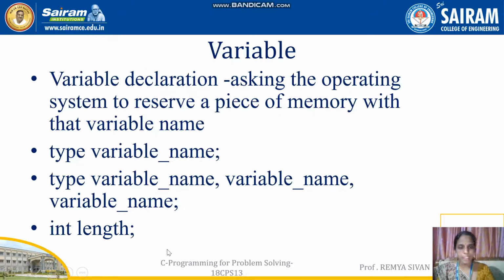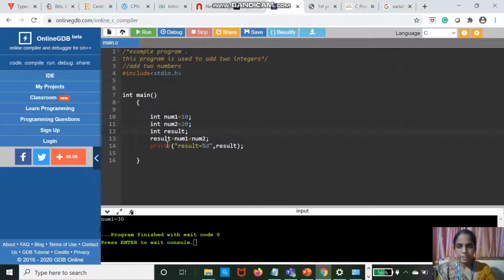Type variable name. So in your program, type is int, variable name is num1, equal to 10, or type is int, variable name is result. So int result means I'm telling the operating system to reserve a space, and that space name is result, to store my answer. And int num2 is equal to 20 indicates reserve a space, that space name is num2 and the value of that space is 20.